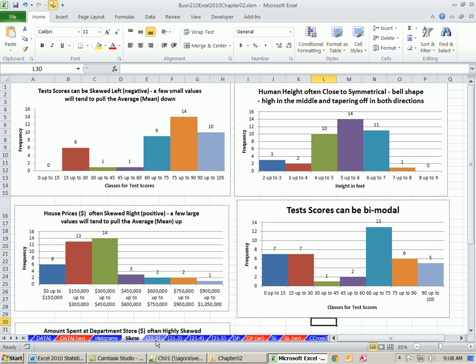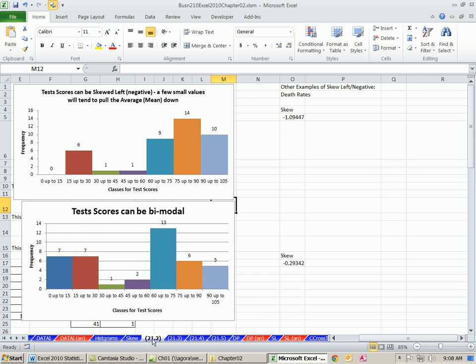Now let's go over to, I'm on the sheet skew this whole time. I should have said that earlier. Now I'm going to go to 21.2. Again, this is test scores. Here we have skew to the left.